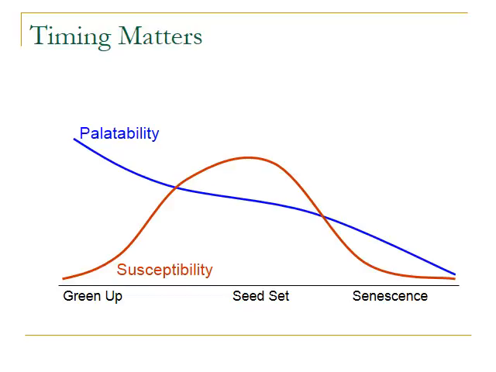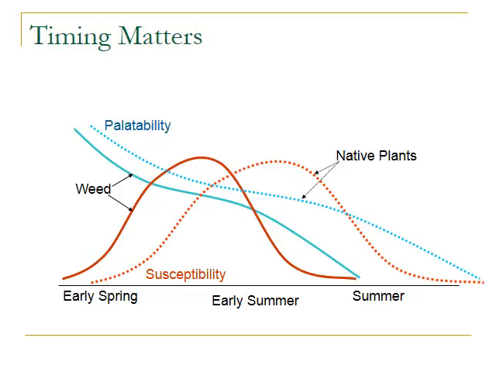Okay, so looking at this graph, there are a few opportune times depending on where those curves match. There's a time often about seed set or a little before seed set where the plant is still palatable but also susceptible to grazing. So that is simple, right? Well, it would be simple out on the range if not for one problem. There's not just one plant out on the range.